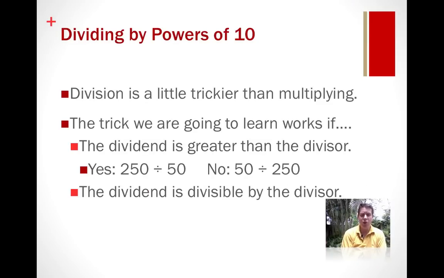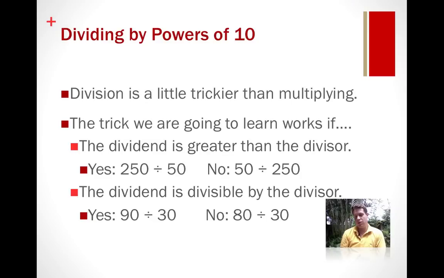Okay? Also, we need to make sure that the dividend is divisible by the divisor. Okay? What does that mean? Well, you need to have something like 90 divided by 30. Okay? And that 90 can be divided by 30 into equal groups. Okay? If it can be divided into equal groups, it's divisible, we can do our trick.